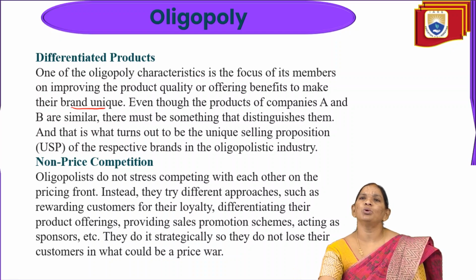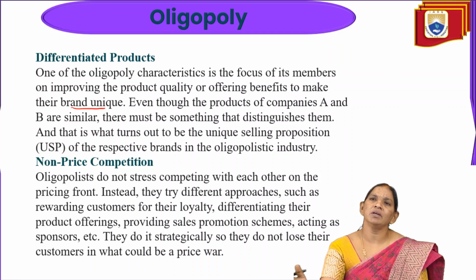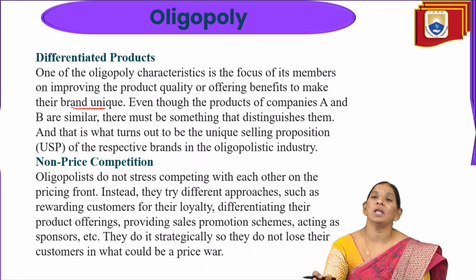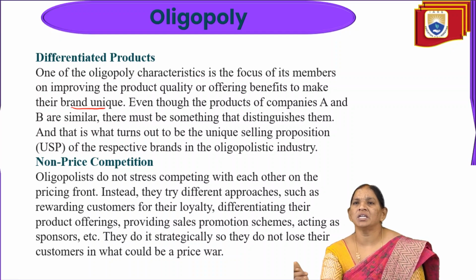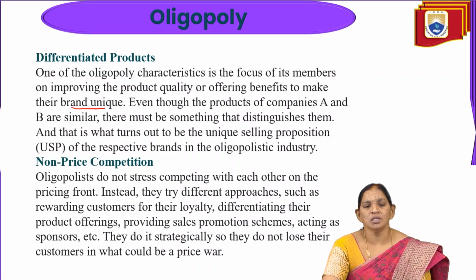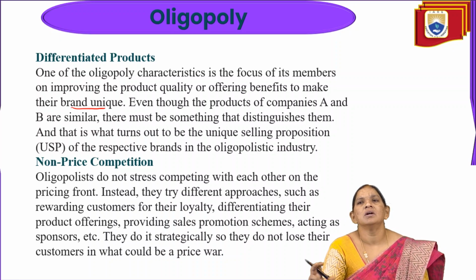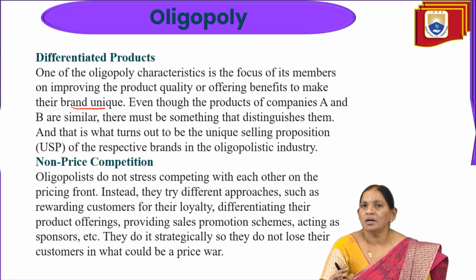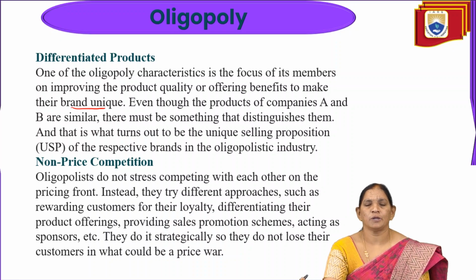So when we think of a product in company A and B, when we take two companies, sometimes we can distinguish them or sometimes they have similar features. That's what turns out to be the unique selling proposition, that is the USP, of respective brands in the oligopoly industries. Means the unique selling feature or the differentiated product is one of the important things to be identified in the brands of the oligopoly industry.